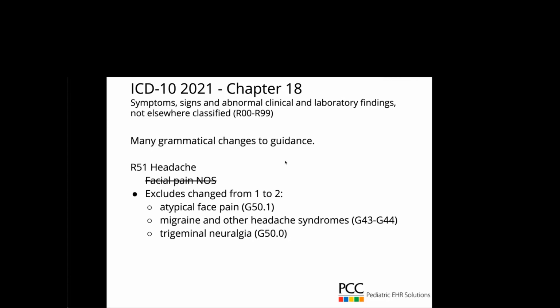Without the known cause, you for sure can use R51. What changed in this case is, again, a switch of an exclude, where atypical face pain, migraine, and trigeminal neuralgia went from being you would never bill or code those with headache to there might be cases, an acknowledgement that there are cases where you might bill face pain, migraine, or neuralgia with headache. So they lessened the grip on that one.